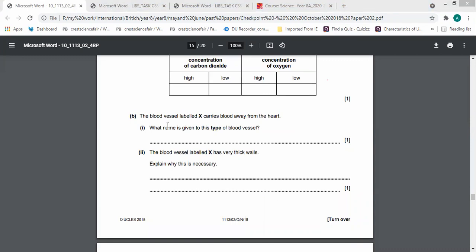Next question. The blood vessel labeled X carries blood away from the heart. What name is given to this type? Artery. Yes. Blood away from the heart, so the answer is artery.